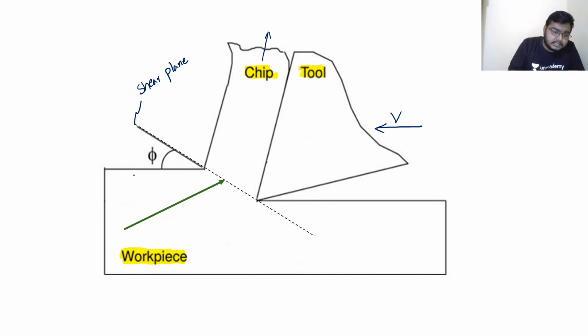This is the reaction that is denoted by R. Okay. And what will happen? Similarly, the tool will try to move that chip away from the workpiece. The tool will try to remove the chip.